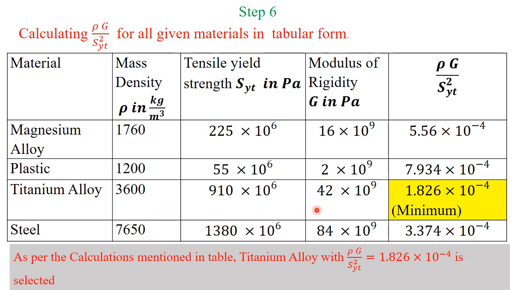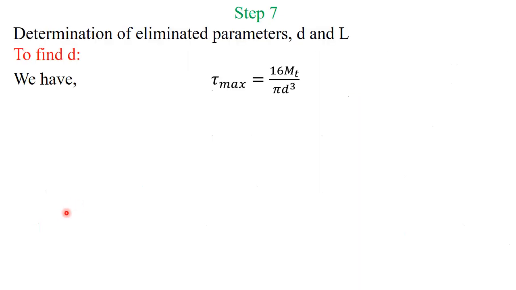And therefore, whenever required now, these values will be chosen for further calculations. That is, the values corresponding to the row of titanium alloy. So now you have to find the diameter D. The unknown parameters, which are also called eliminated parameters, D and L, you have to find out.